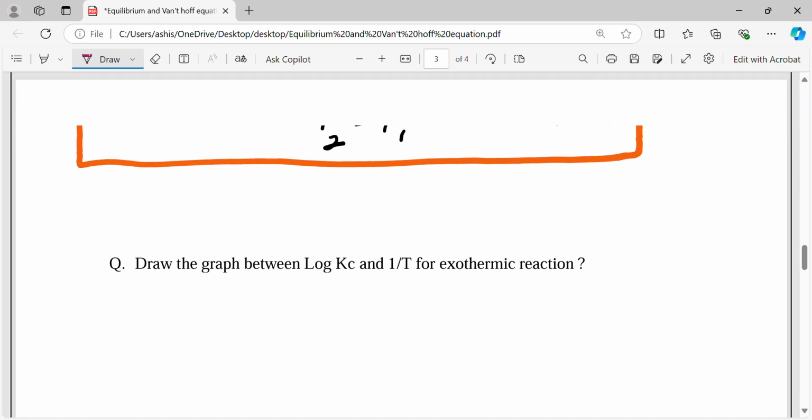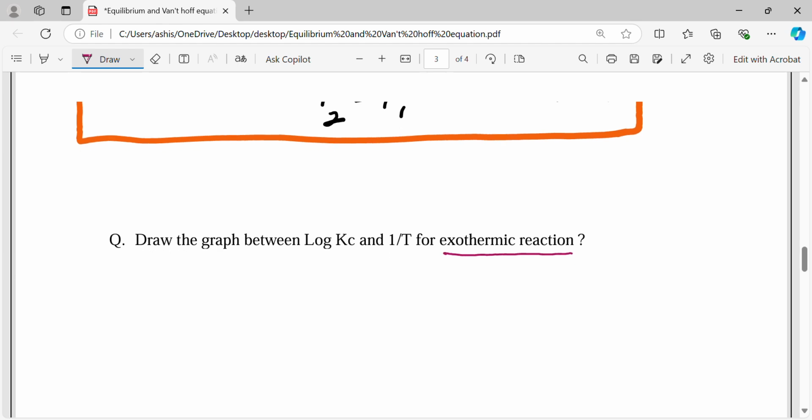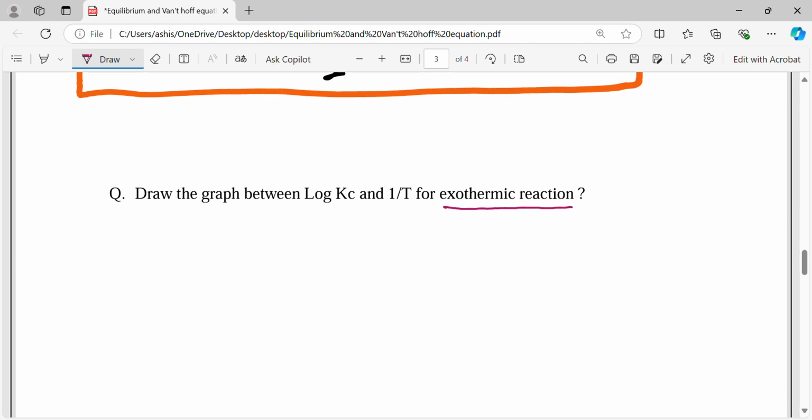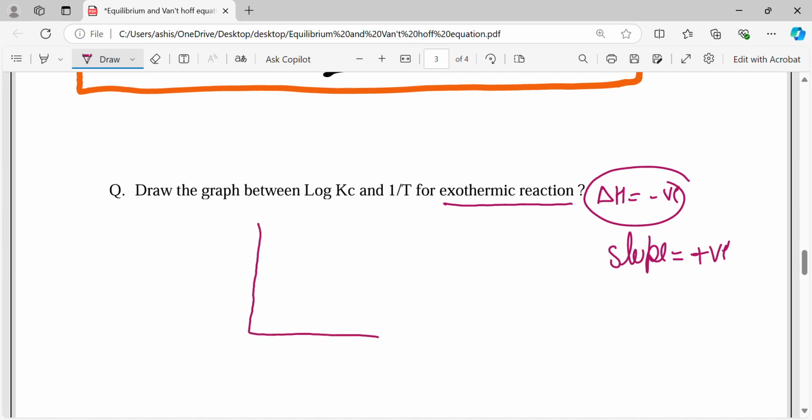Now let's solve some questions related to this concept. Draw the graph between log Kc and 1 by T for an exothermic reaction. As we have discussed from van't Hoff equation, in an exothermic reaction delta H is negative. So our slope will be positive. So we can represent the graph like that.